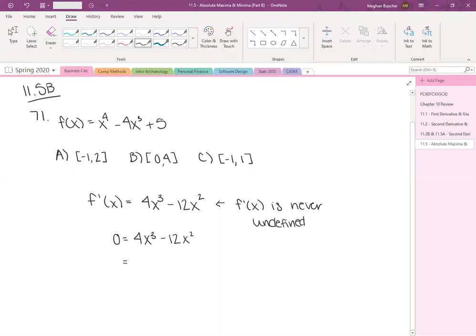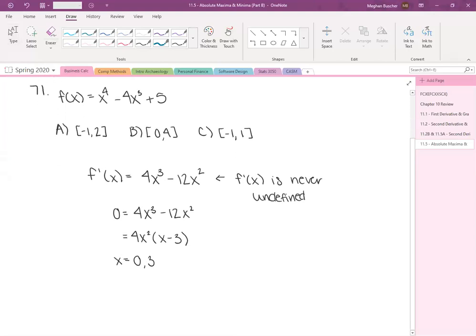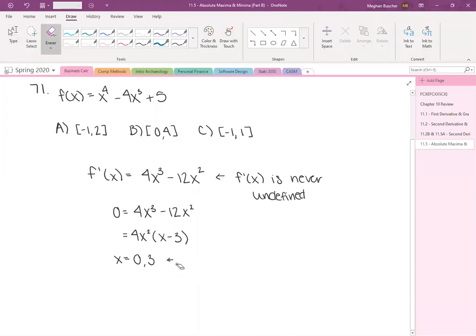Now whenever we have an expression like this with a bunch of x's in there, we want to factor wherever we can. So what can we factor out of this? 4x squared. Awesome. And then what should we be left with? An x and then a -3, right? Yep. So then what does that tell us for our values of x? It'll be 0 and 3, because you just break them apart into two different expressions. Exactly. So these are our critical points.